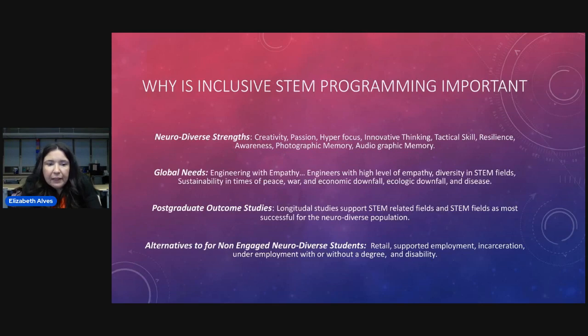So another reason is because right now there is a huge global need. Right now, we really need to engineer with empathy, right? We know UNESCO put out a wonderful report, which we're going to get to in a little bit. But right now, we need engineers with a really high level of empathy who understand the need for diversity in the STEM fields, how to have skills that relate to sustainability. We're at a time when we really need to encourage peace, but we need to prepare for things like potential wars, economic downfall, ecologic downfall, and disease. So right now, more than ever, it's really important that we're really building up our force with students who have that strength.